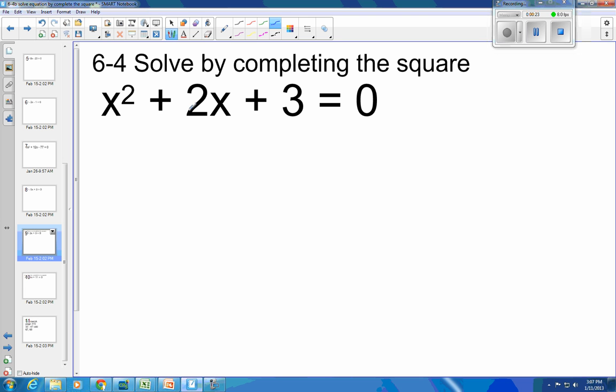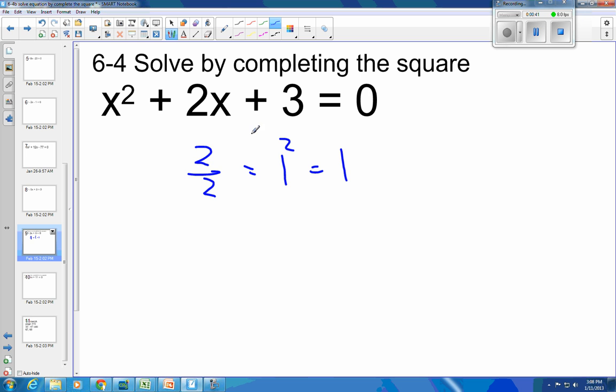And remember that to get a perfect square, we take our middle term, and our middle term is a 2. We divide by 2, which is 1, and then we square it, which is still 1. So we want this third number to be a 1, but right now it's a 3. So we've got to figure out what to do with that.